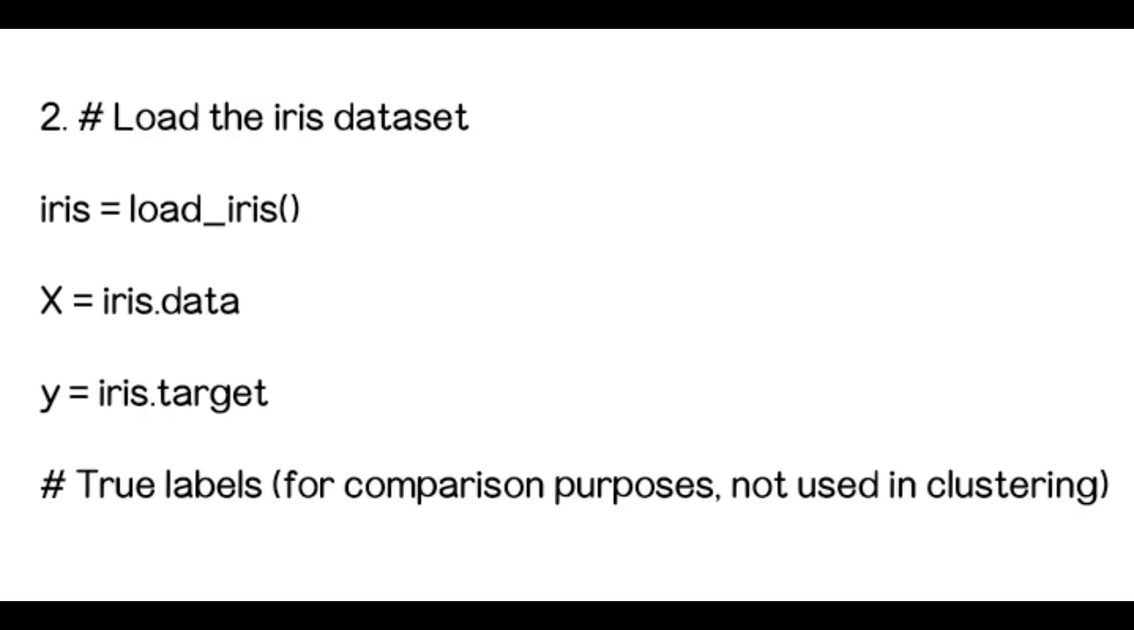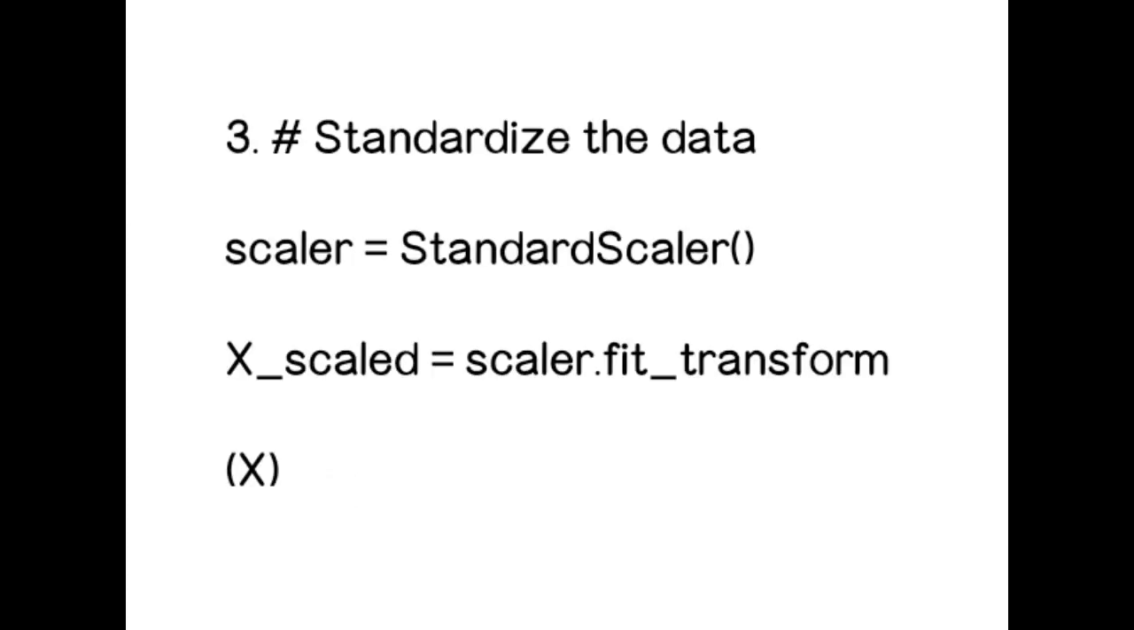This code loads the iris dataset, storing the feature data in X and the true class labels in y, used only for comparison, not for clustering. This code standardizes the feature data X so that each feature has a mean of 0 and a standard deviation of 1, storing the result in X_scaled.